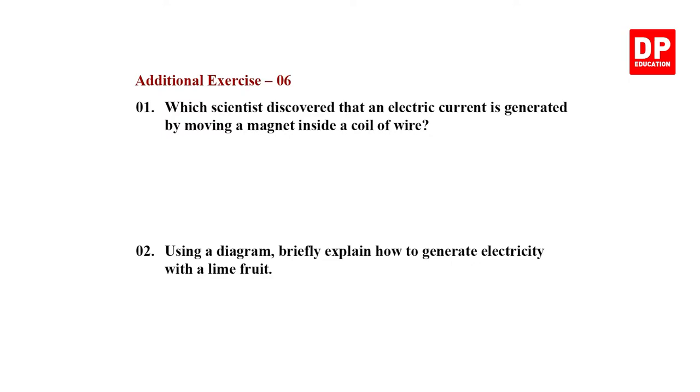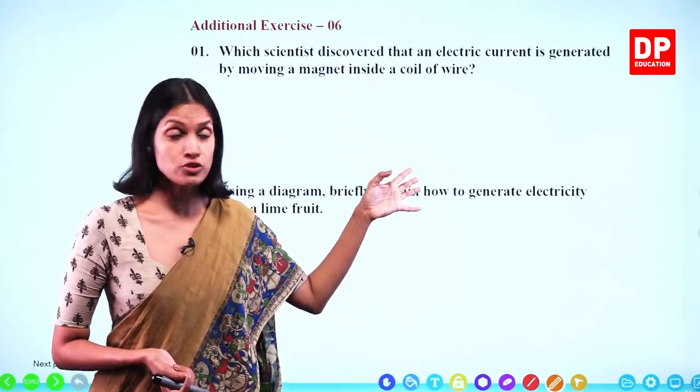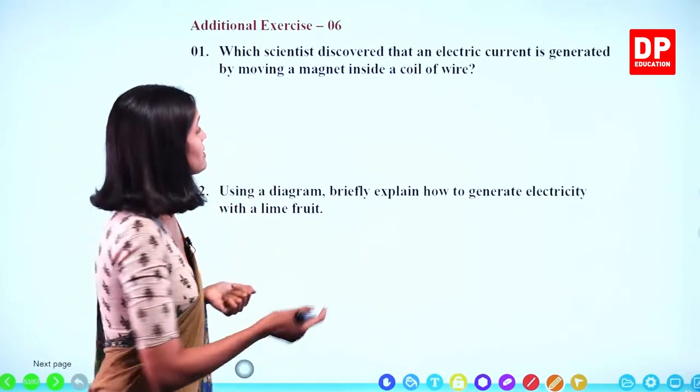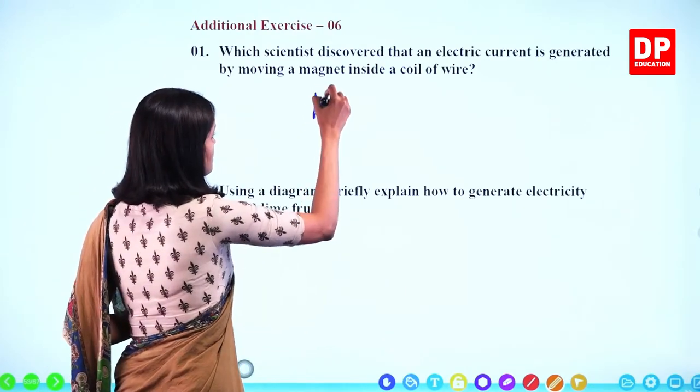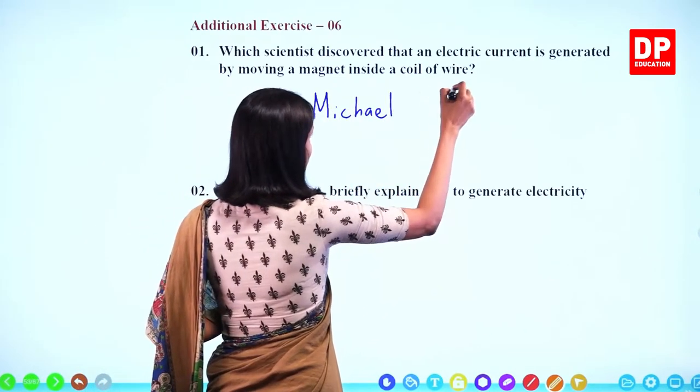Number 6. Which scientist discovered that an electric current is generated by moving a magnet inside a coil of wire? Now, this is the basic theory behind dynamos. Who discovered this, children? Michael Faraday, right? Michael Faraday.